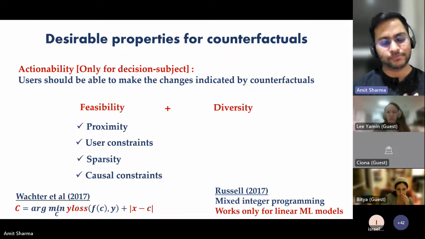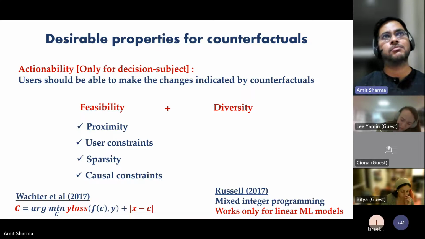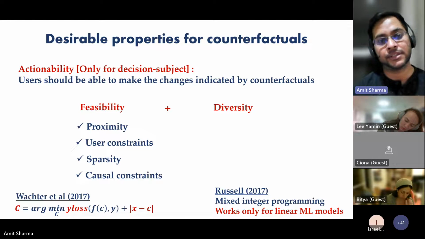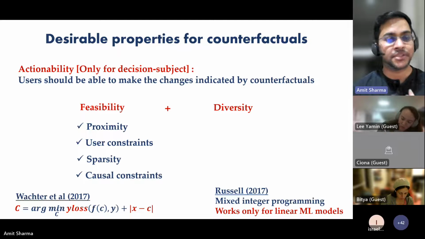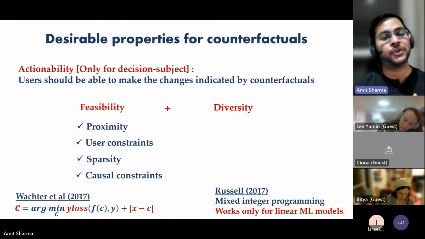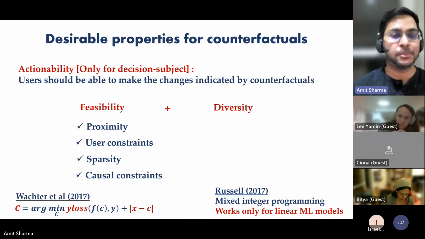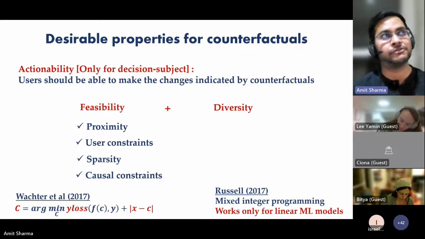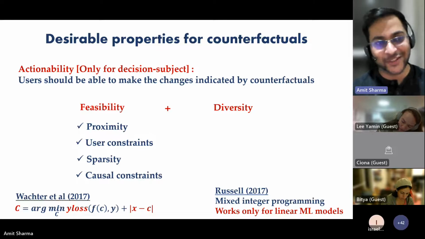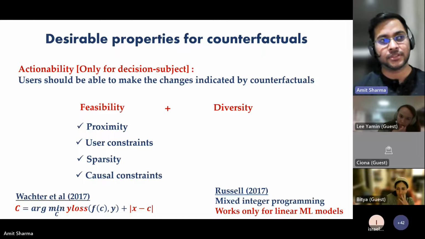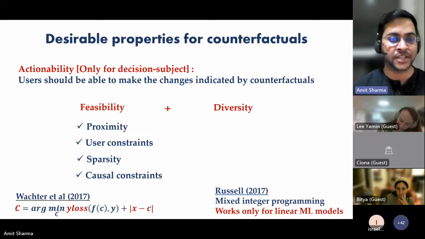Another thing is user constraints. Often people have some constraints in their life, and so they cannot change most things. And so we want to have an algorithm that can respect any constraints that are put in. Sparsity is another one. We don't want to give counterfactuals which are like changing 5 things at once, because then it just becomes uninterpretable. If I say that you would have got the loan if you had to change 5 things in your life, it doesn't make sense. And then of course there are causal constraints as well. So I can't say things like you would have got the loan if your age was 2 years less. It just doesn't make sense.